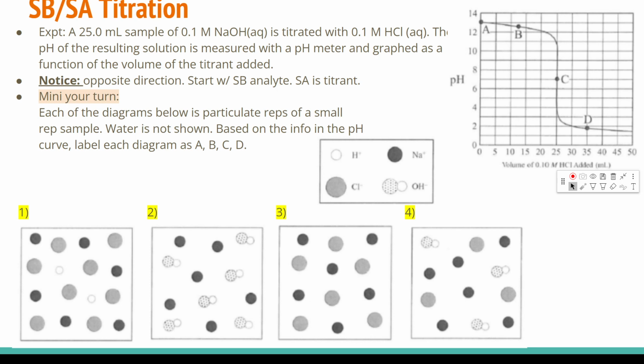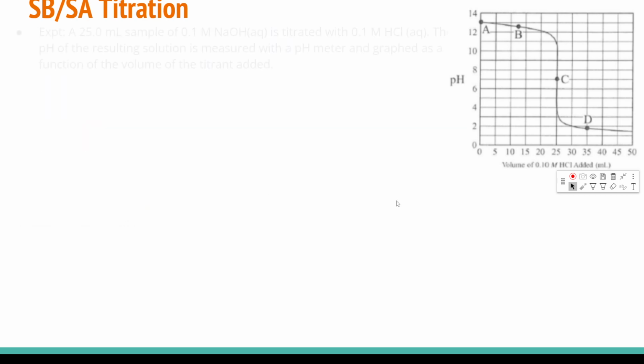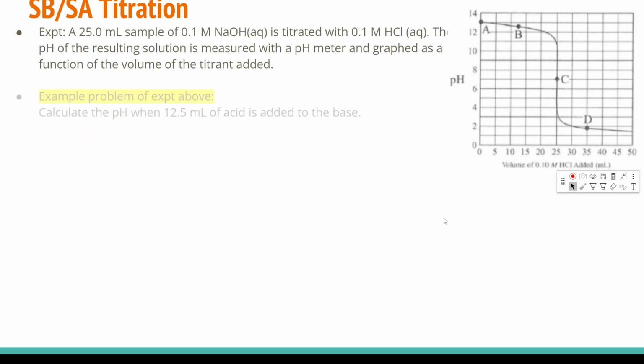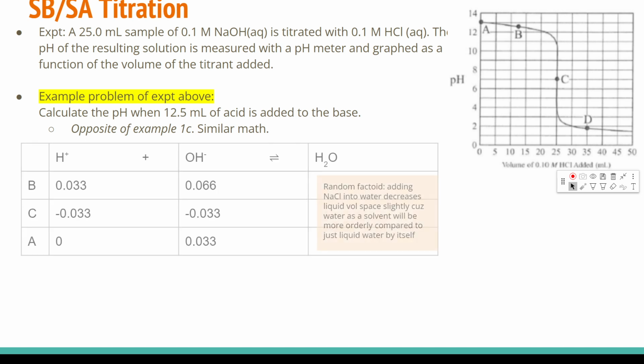Now, I'm not going to go over a long example like the first example where we had the strong acid and the strong base be different compared to this one. They were flipped. But I'll just go over another quick one just to make sure you got it. So calculate the pH with 12.5 mils of acid. And so similar math to before. I am not going to show all my math.